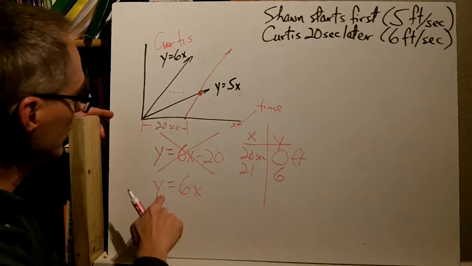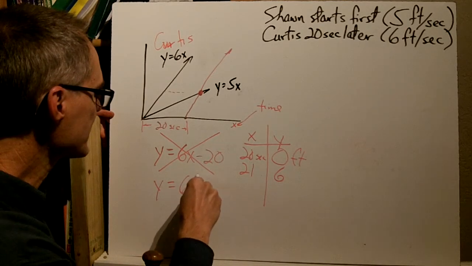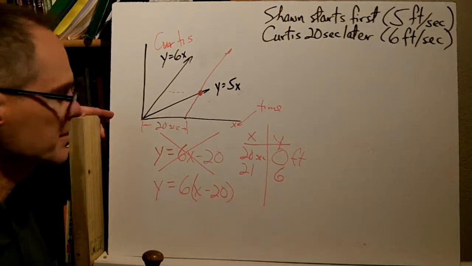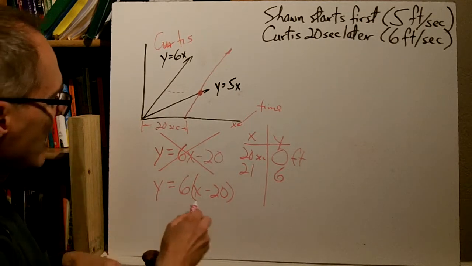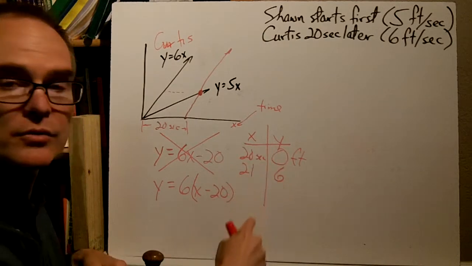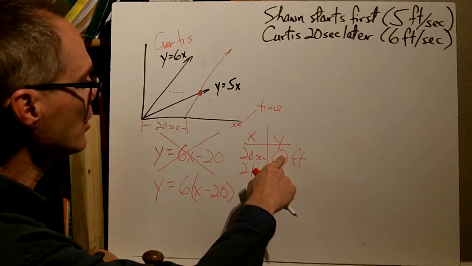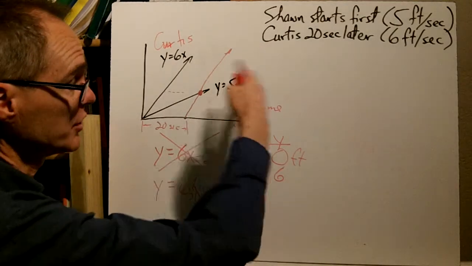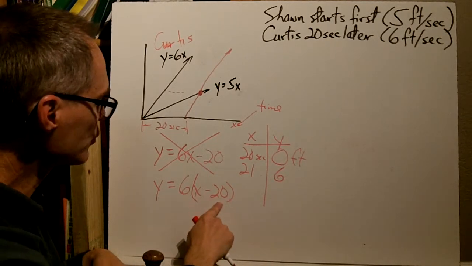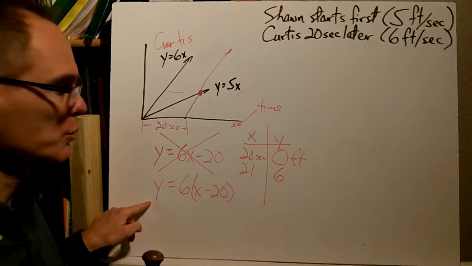What if I write it like this? I take the original function, y equals 6x, and instead of subtracting 20 from the whole thing, what if I say y equals 6 times x minus 20? Now let me check my numbers and see if I get these values here. If x equals 20, remember I want y to be equal to 0, because at 20 seconds, Curtis has only just started walking, so he should have gone 0 feet. If I take x equals 20 and plug it in here, 20 minus 20 is 0, 6 times 0 is 0, and that one works.